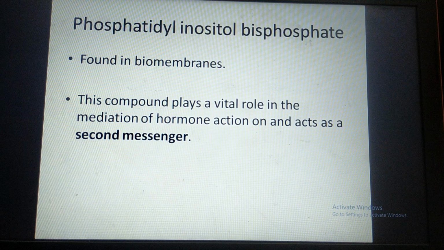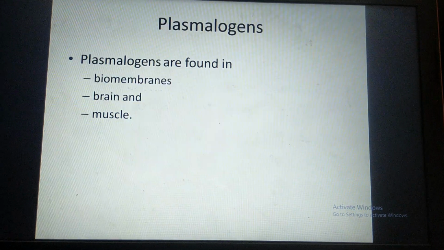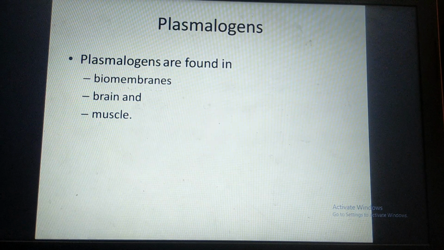Next phospholipid is phosphatidyl inositol bisphosphate. It is found in biomembranes. It also acts as a secondary messenger for water soluble hormones which cannot enter into the cell. Plasmalogens are found in biomembranes, brain and muscles.